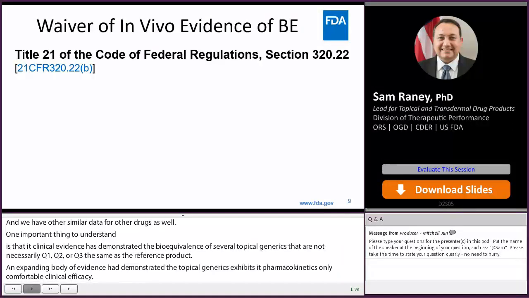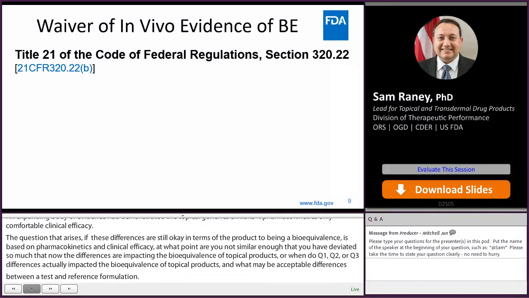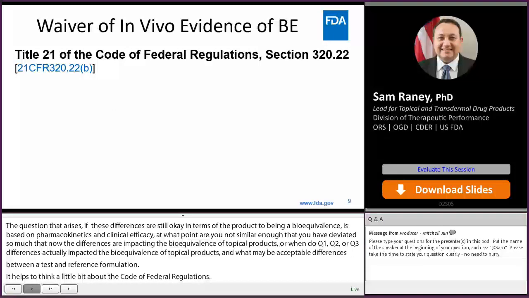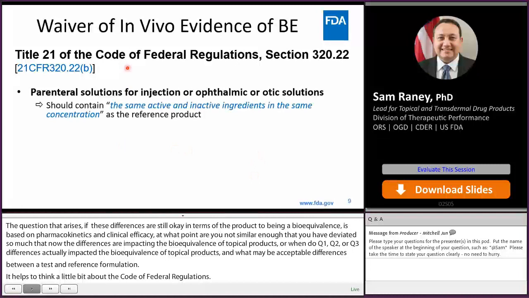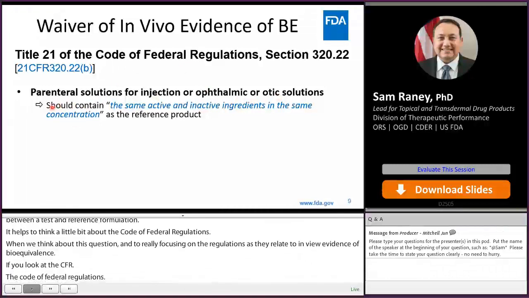Well, it helps to think a little bit about the Code of Federal Regulations when we think about this question, and to really focus in on the regulations as they relate to waivers of in vivo evidence of bioequivalence. So if you look at the CFR, the Code of Federal Regulations, it discusses parenteral solutions for injection or ophthalmic or otic solutions, and describes that these products that would be eligible for a waiver should contain the same active and inactive ingredients in the same concentration as the reference product. Really, this is a concept of Q1 and Q2 sameness.